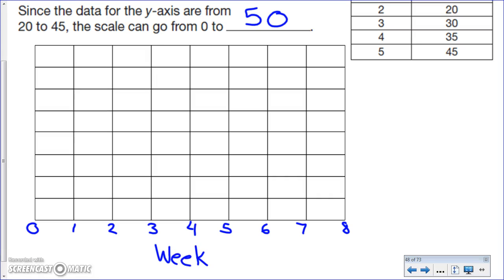Next, we need to do the y-axis, which is the up and down axis. Since our data goes all the way up to 45, we can count by tens here. Then we need to label the y-axis, and in this case, it's number of donors.